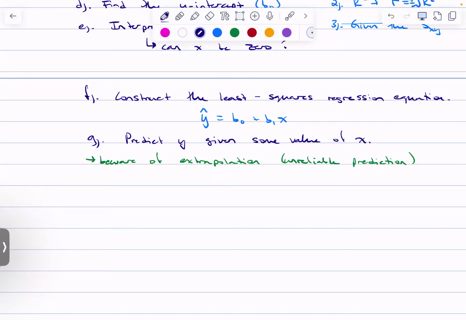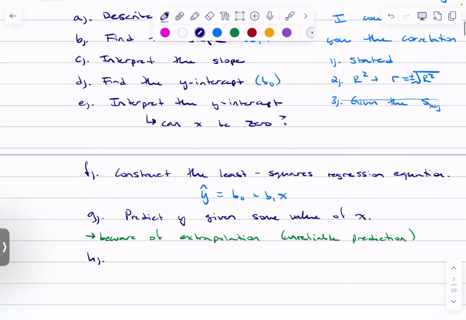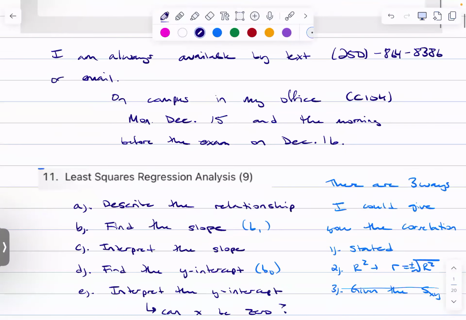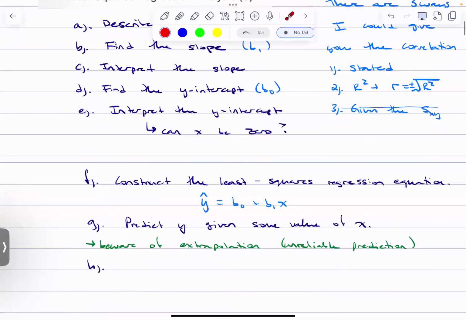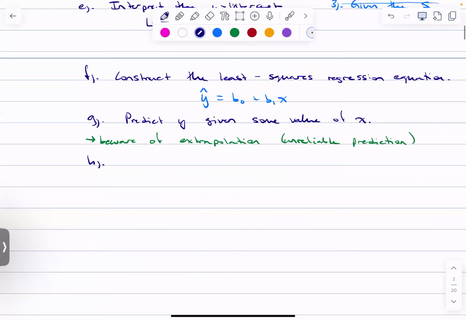But wait, there's more. In this scenario, what was the scenario? I gave you the correlation, but of course I need to bring it back to the r squared somehow, right? And so then if I gave you the correlation up top here, right at the beginning, then usually I ask you to find r squared.